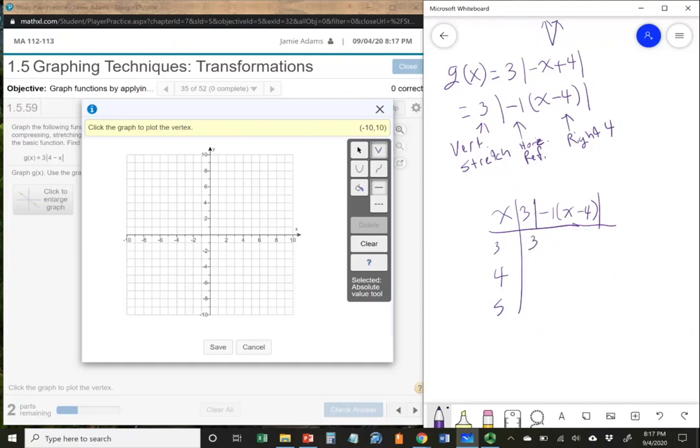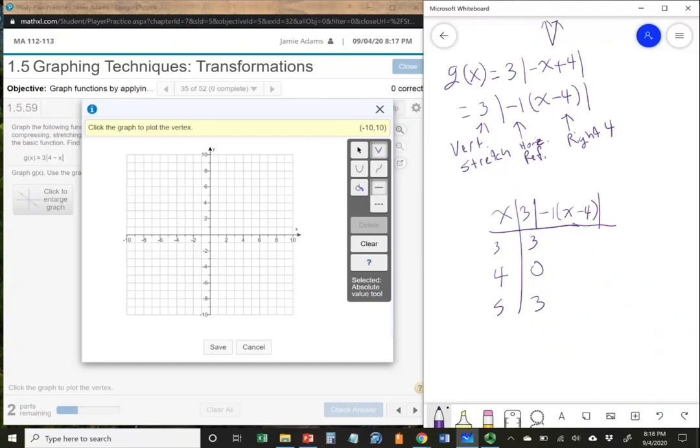Then calculate 4 minus 4 is 0. 0 times negative 1 is 0. The absolute value of 0 is 0. 0 times 3 is 0. Then plug in 5. 5 minus 4 is positive 1. Positive 1 times negative 1 is negative 1. The absolute value of negative 1 is positive 1. And positive 1 times 3 is 3.